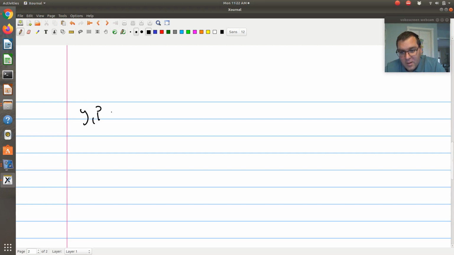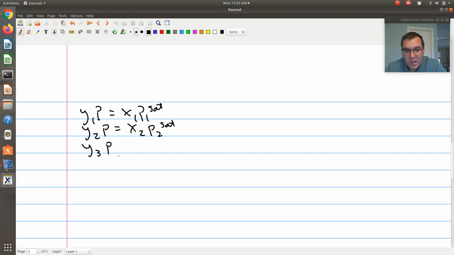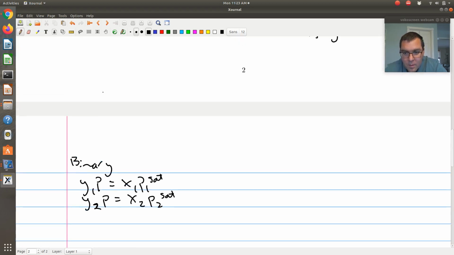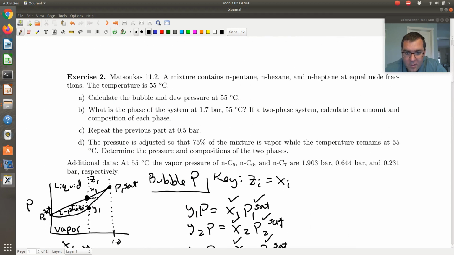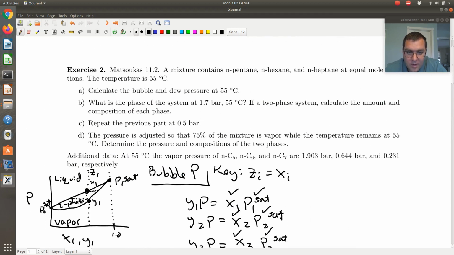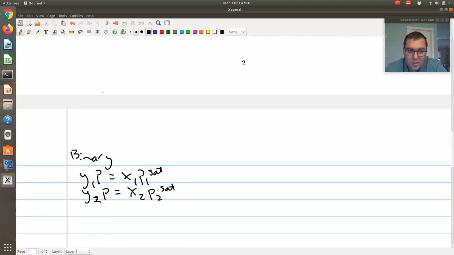So my isofugacity equations take the form of y1 P is equal to x1 P1 sat, y2 P is equal to x2 P2 sat, y3 P, and actually let me just look at the binary system just so I can draw the analogy. So the difference is going to be when I have a binary system. If I look up here, let's look at the problem. Basically we're given a temperature and pressure and asked what our phase is.